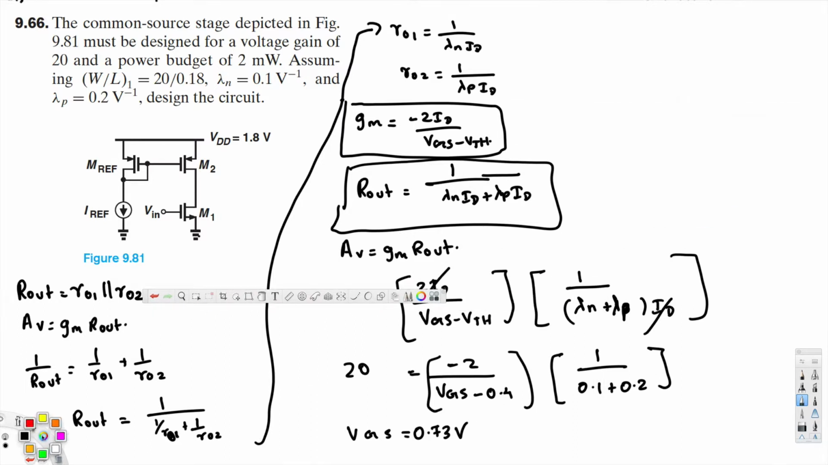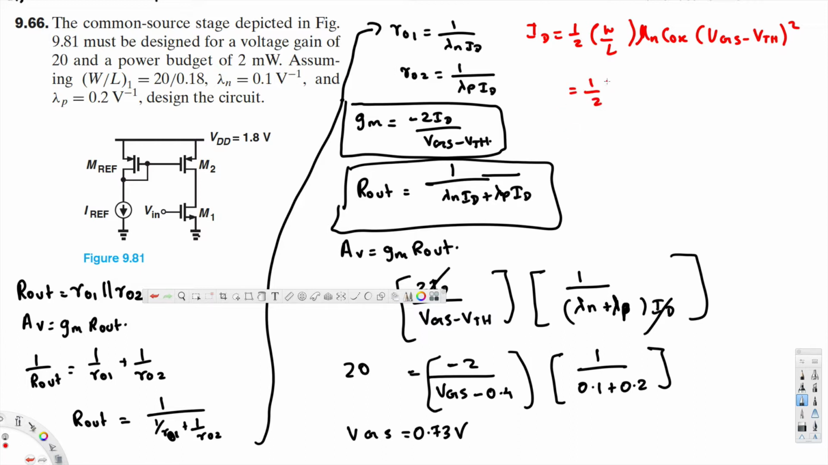Okay, now we have this one. Now we are going to solve for the drain current. ID is equal to half times W over L times mu n Cox times VGS minus V threshold squared. Now let's go ahead and plug all the values so we can calculate ID.